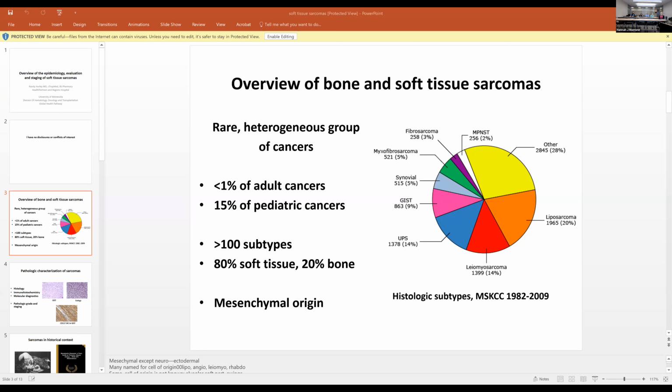They, of course, can arise de novo. There's a whole bunch of genetic predispositions. Li-Fraumeni syndrome is probably the classic, but even retinoblastoma and neurofibromatosis are obviously predisposed to sarcomas. There are radiation-induced sarcomas.